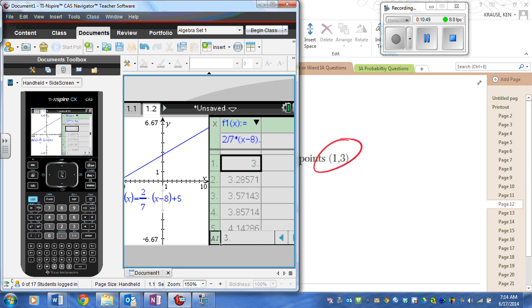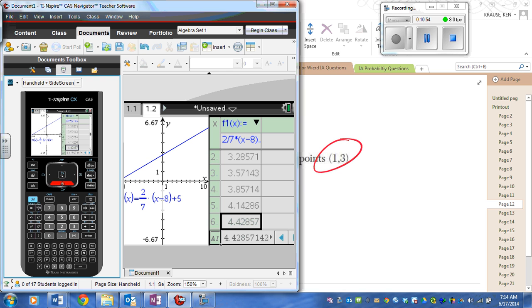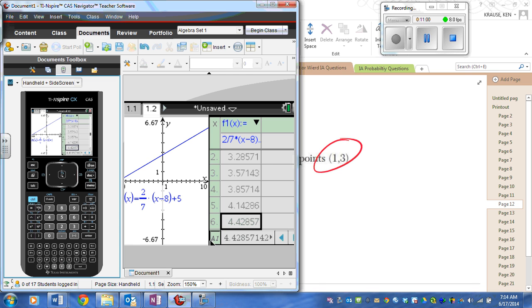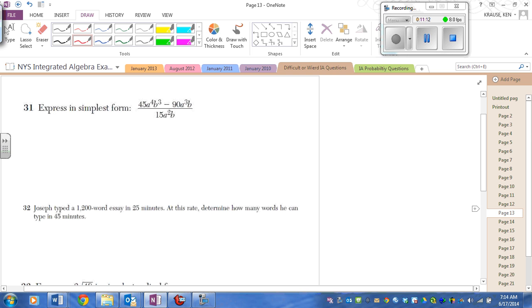And the other one we need to see is, was it 5, 8? I forgot what it was. 8, 5. 8, 5. And there it is, 8, 5. So we've got both points in there. So that's another easy way to do that problem. It's page 12, page 13.